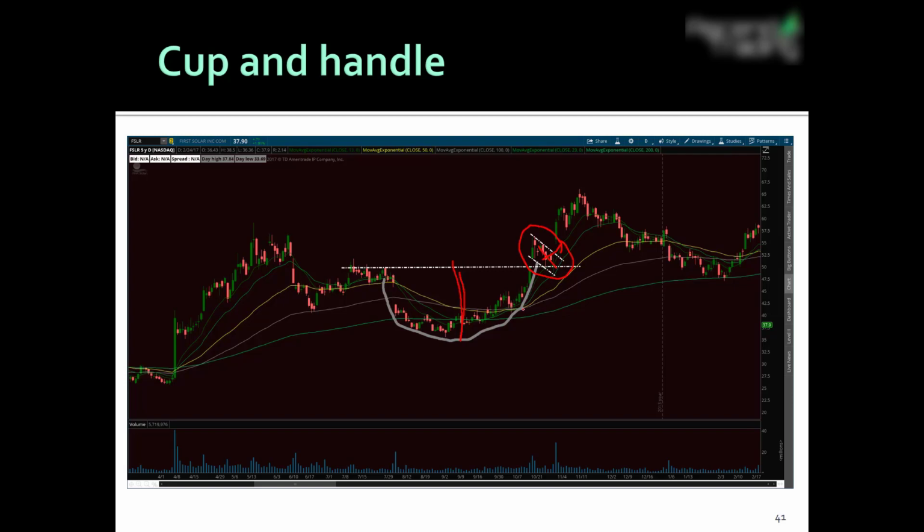One thing to keep in mind is the handle itself. If the handle retraces anywhere near halfway to the cup, that actually increases the risk of the pattern failing itself. As a rule of thumb, you want to keep the retracement of the handle less than 1/3. The lesser the retracement, the higher the price action.